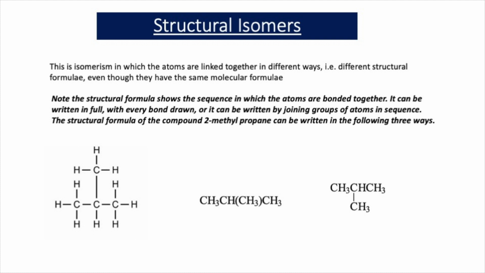It could be written in full with every bond drawn, like we've done in the first diagram here for 2-methylpropane. Or it can be written by joining groups of atoms in sequence, as we've done with the other 2 representations here. So they're all structural formula, but full structural formula is where you draw every bond out. And structural formula is there to show you the sequence in which atoms are bonded together. So structural isomers have the same molecular formula but a different structural formula. In other words, their atoms are linked together in different ways.